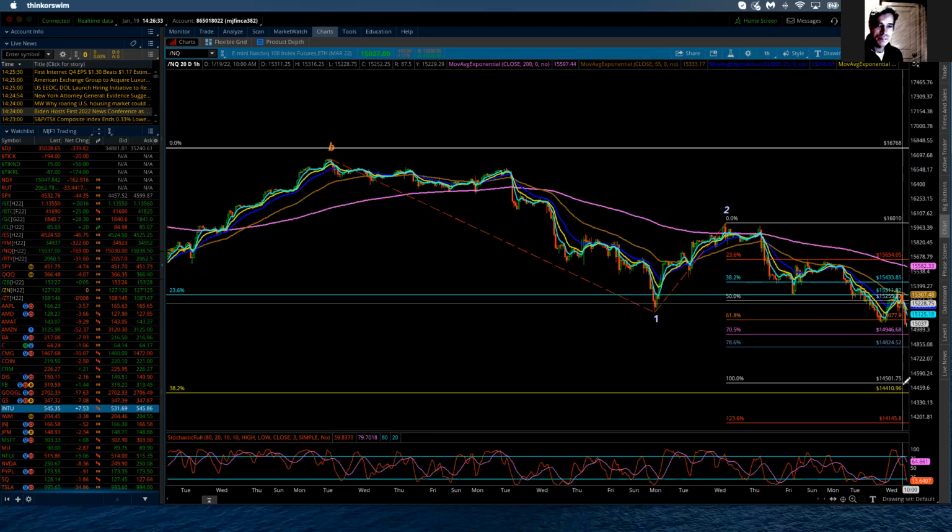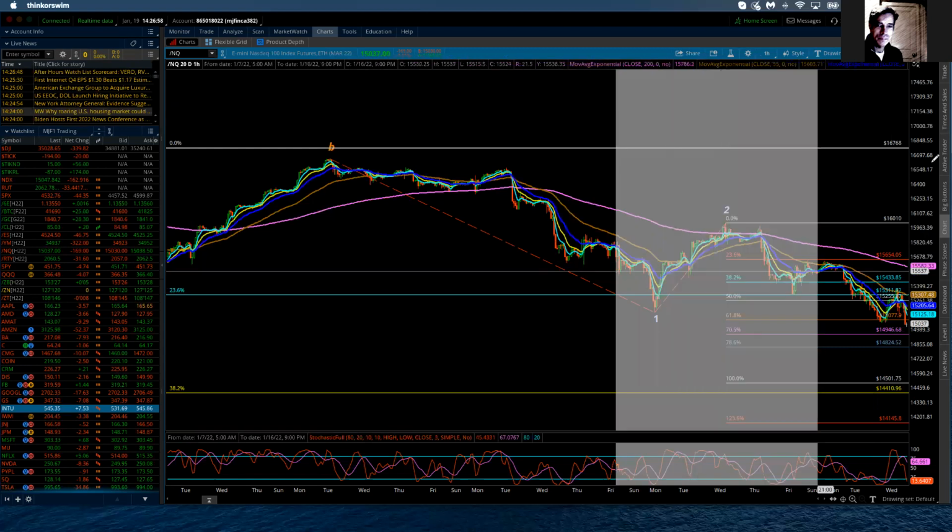Remember, third waves. When you get into a 3 of 3 move, that's definitively where I would be looking for strong acceleration in the direction of the impulse, and the impulse is down. So I'm going to be looking for downside acceleration. I'm going to be looking for it to break below initially that daily 200 moving average. On this particular chart, on the hourly chart, we are fairly aligned.